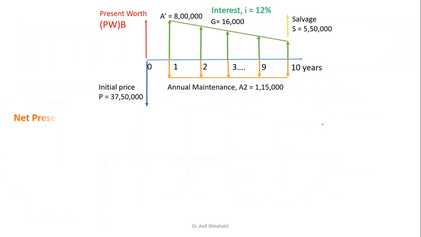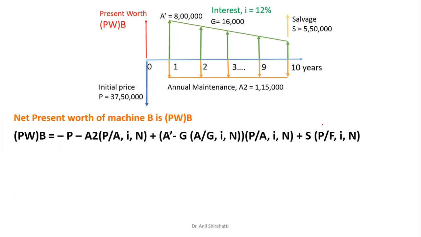So let's start one by one. All maintenance or expenditure first. So minus 37.5 lakhs, that is minus P. Then there is a relationship between P and A, that is A2, P by A, I comma N. Now if you see this series, what I have to do is first convert this series into a constant A value.